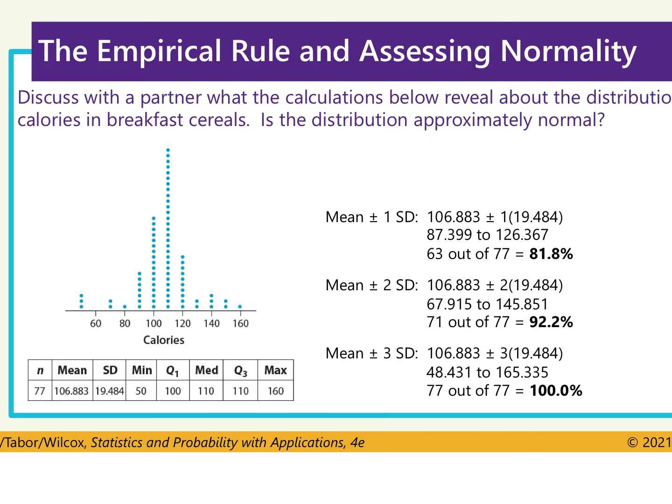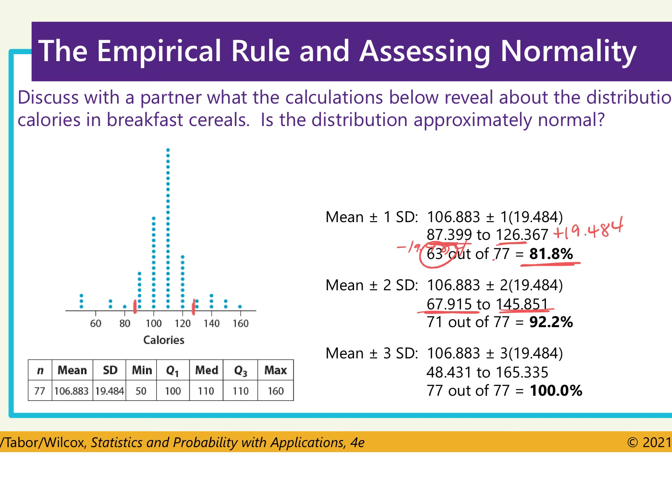Let's look at it a little bit clearer. From 87 to 126, that's about here to about here. So how many dots are there? Well, according to this, there are 63 dots out of 77. So that's 81% of the dots, 81% of the cereals, within 1 standard deviation of the mean. Now, for 2 standard deviations, I would just be adding 19.484 to these numbers and subtracting 19.484 from that to get this number and this number, instead of doing that whole calculation again.